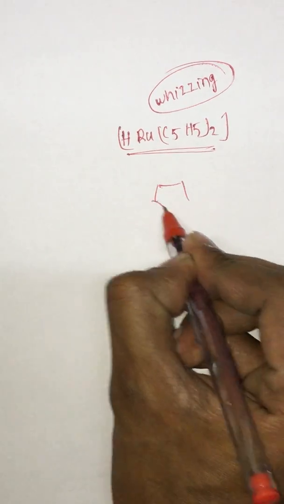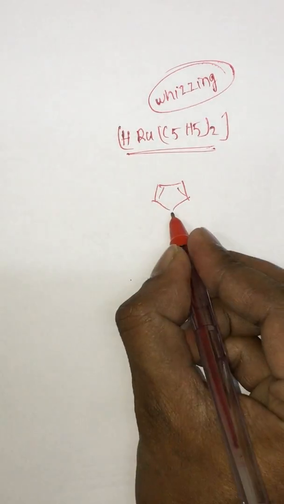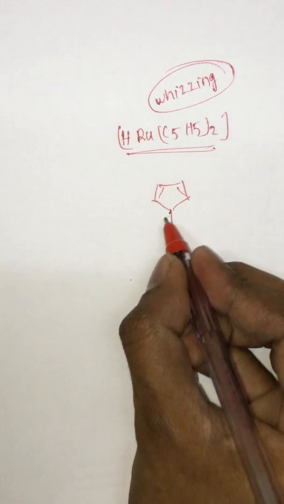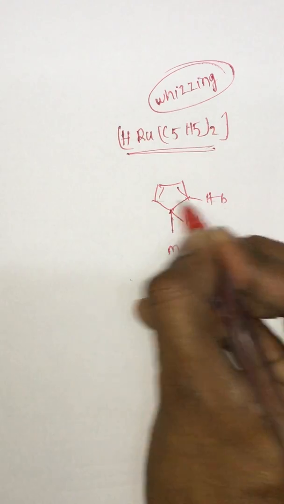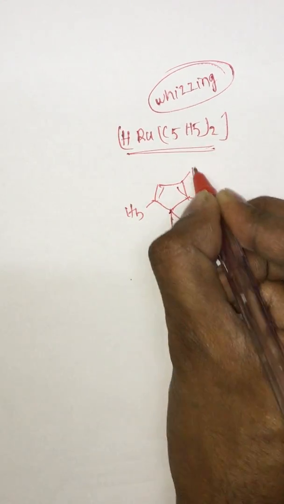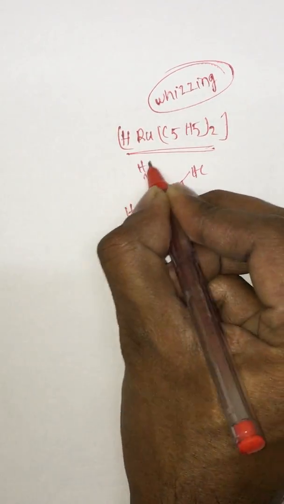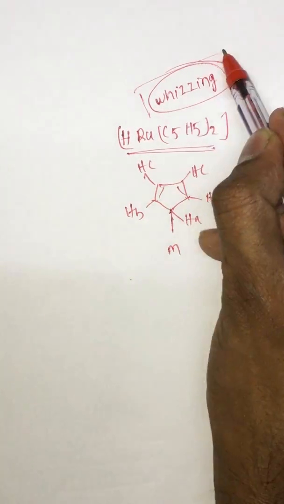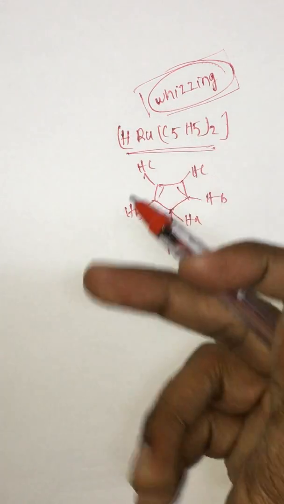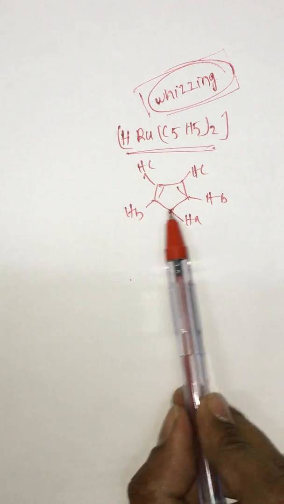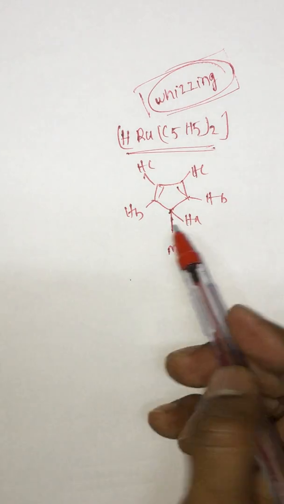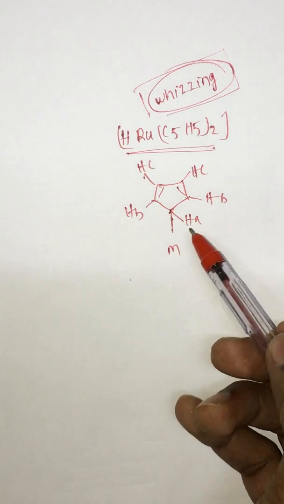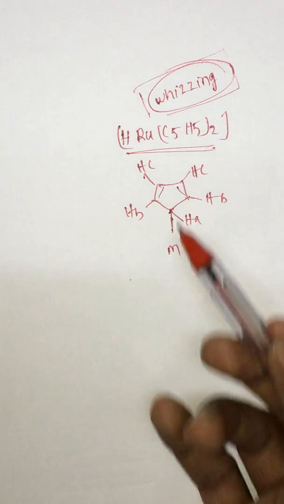Wedging means this: we can see it only in the case of a cyclopentadienyl compound. So when it is attached to a metal, we can see three different protons. This is HA proton, HB, this is also HB, and this is HC, and this is also HC. But because of this wedging concept, wedging means nothing but a rotation about the axis. So this cyclopentadienyl will rotate along the axis. Because of that wedging, we cannot differentiate the different kinds of protons.